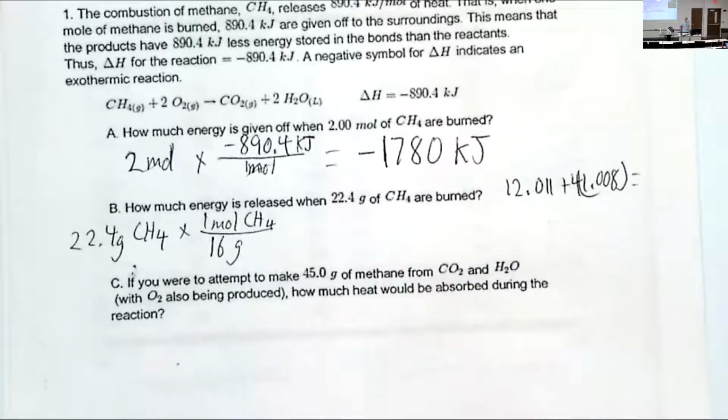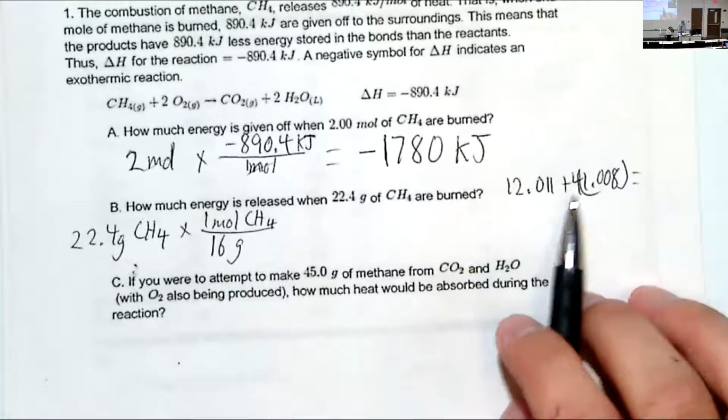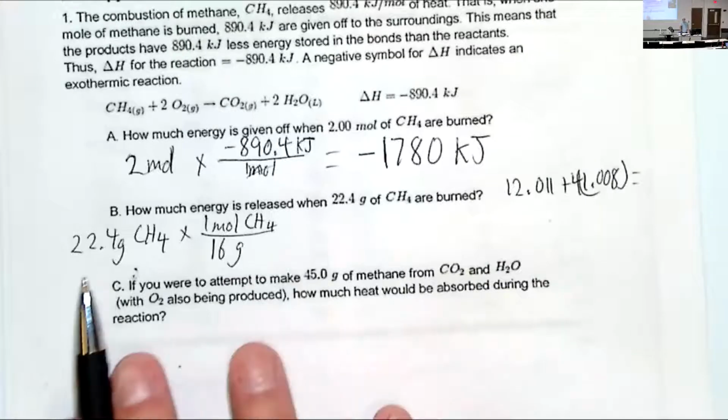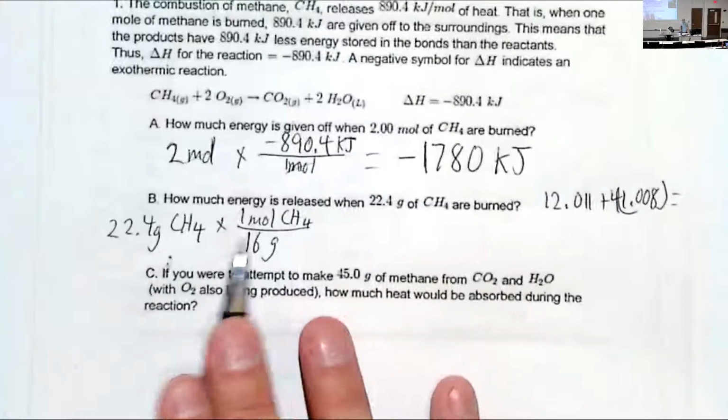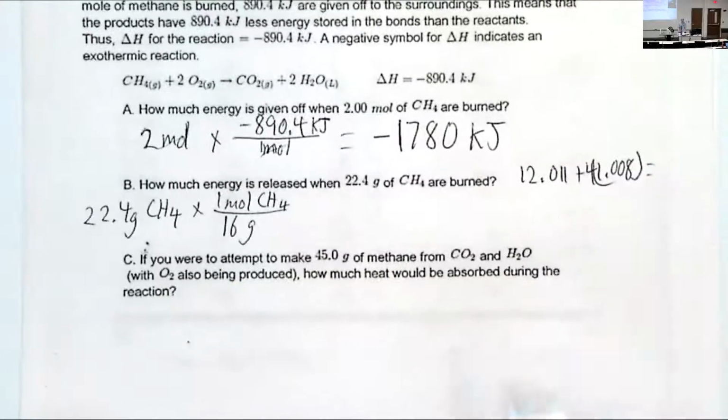Whenever I did my homework and exams, I always used the numbers as specific as possible, and then I would go to my sig figs, which on this one would be 3 significant figures. So that's what I always do.